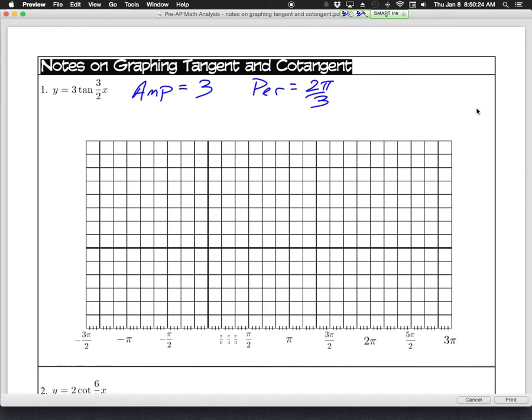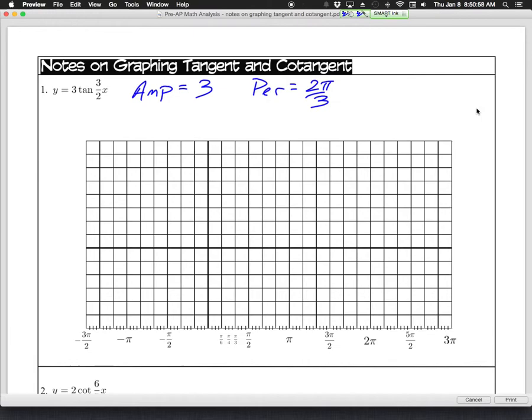Now, what did we say was going on with the asymptotes of tangent? They are on either side of the y-axis. So what am I going to have to do to 2 pi over 3 to figure out where my asymptotes are at? Divide it in half, and start from the middle and go half in the right direction and the other half in the left direction. So half of 2 pi over 3 is going to be pi over 3.